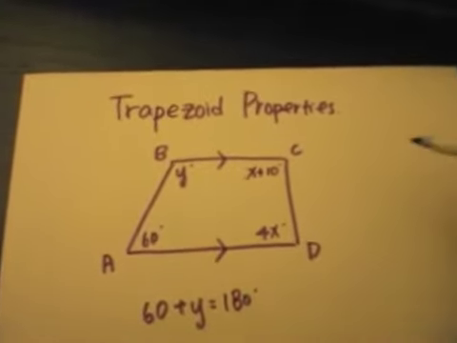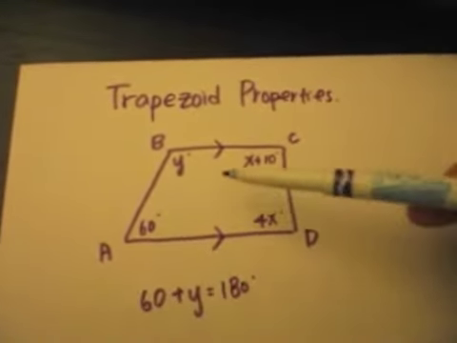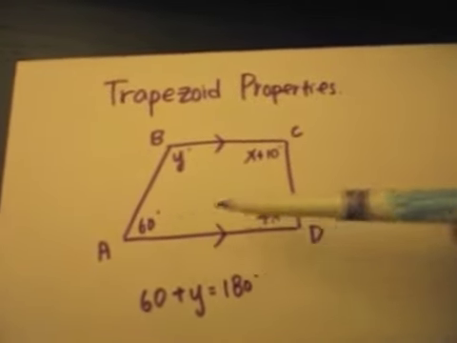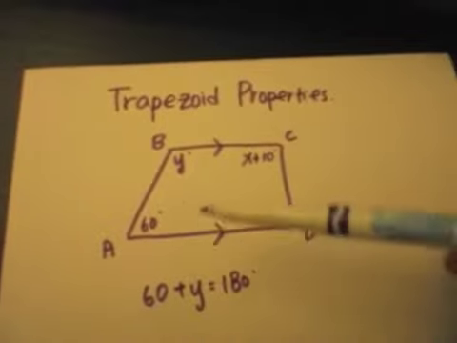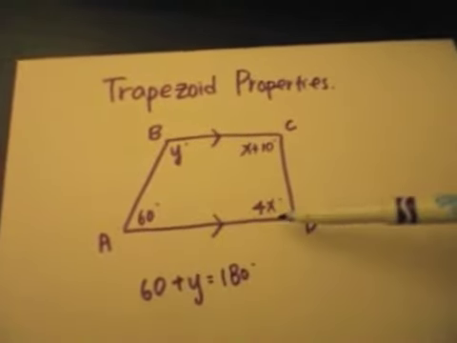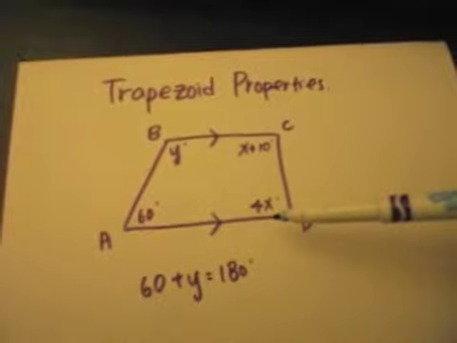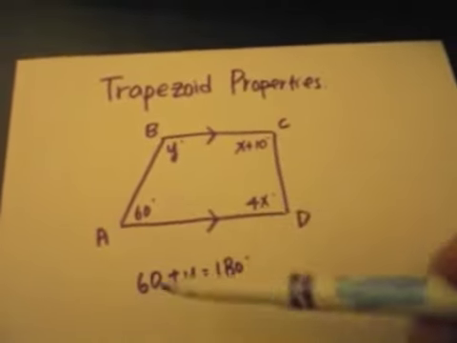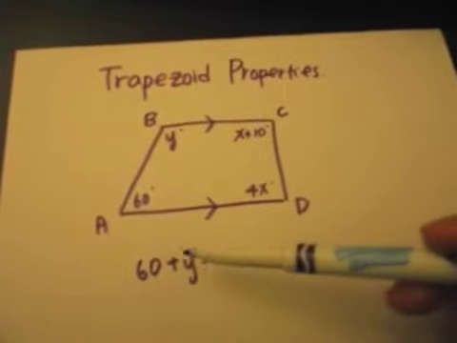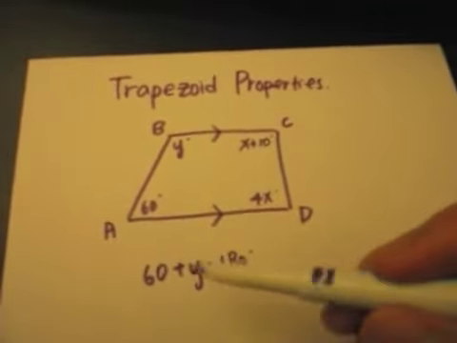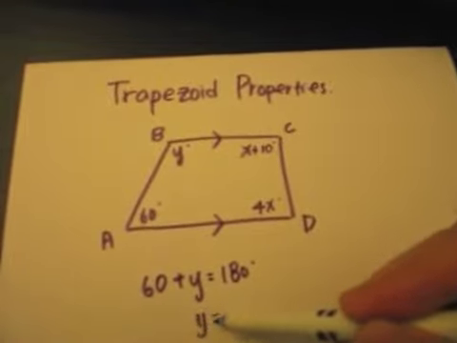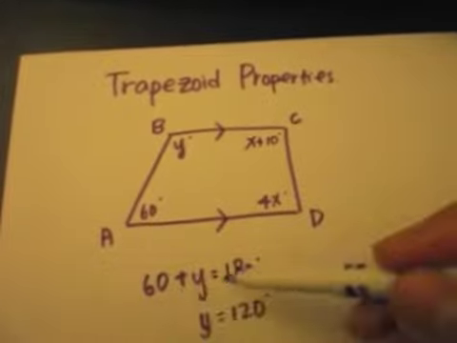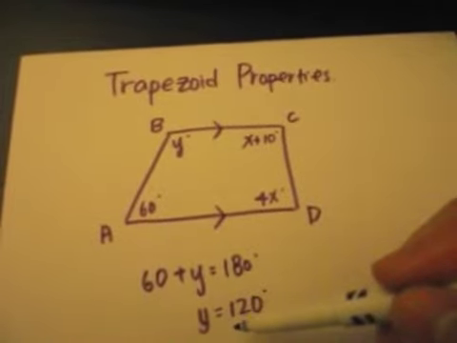It's important that you locate the consecutive angles and you don't confuse them with the base angles. A lot of students might take 60 and 4x and add them up to 180. That is not the case here. These are your base angles. So after you set up your equation like this, all you have to do is solve for y. So you get that y is equal to 120. I subtract 60 on both sides to get 120.